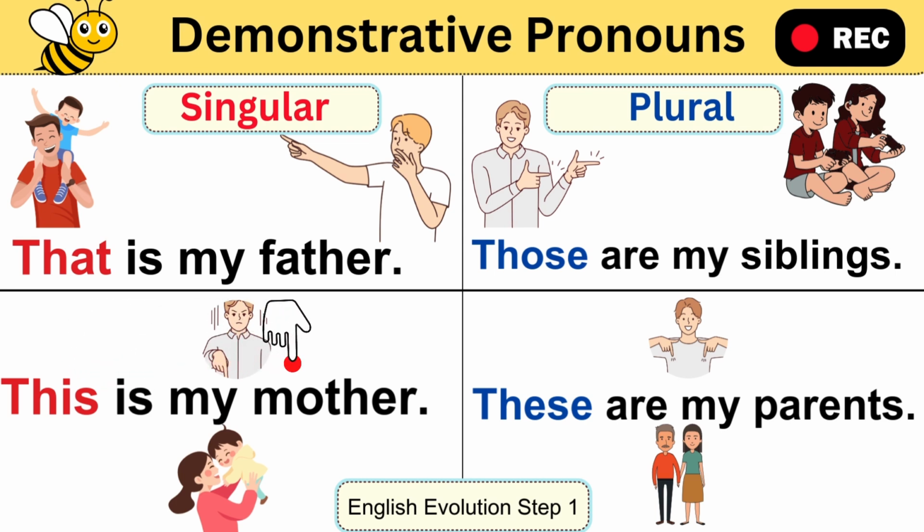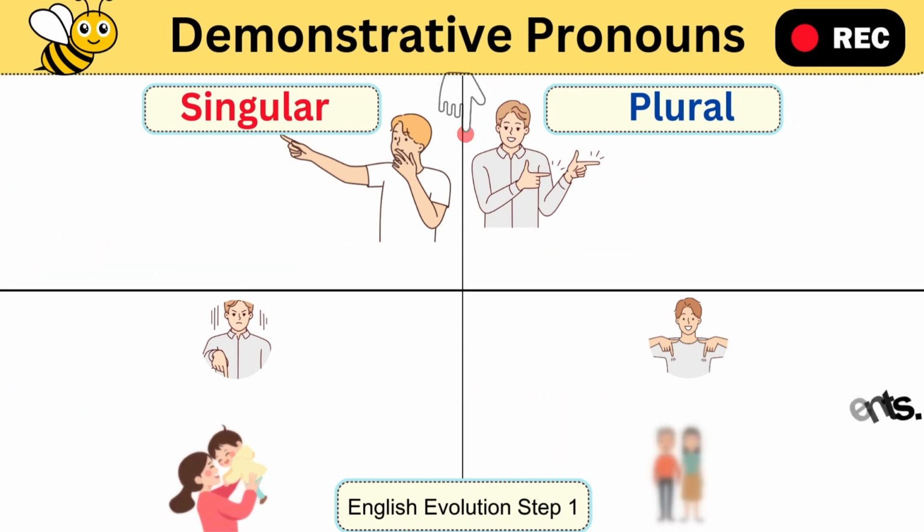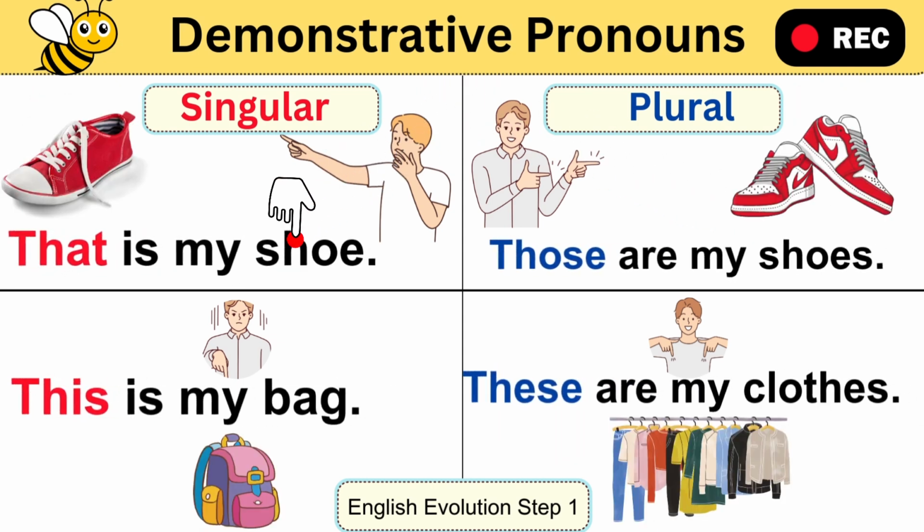This is my mother. That is my father. These are my parents. Those are my siblings. This is my bag. These are my clothes. That is my shoe. Those are my shoes.